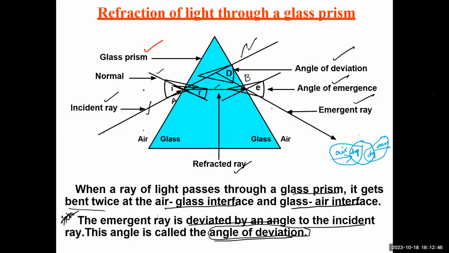Interface means what? It's the junction point where the ray passes between the two media. Interface is nothing else but a junction point between the two media. What are the two media here? The first medium is air, and the second medium is a droplet, the water droplets.